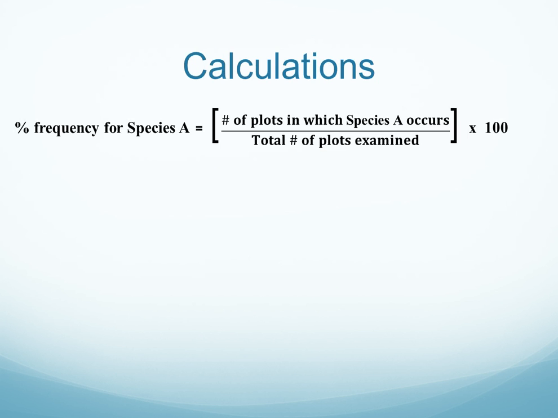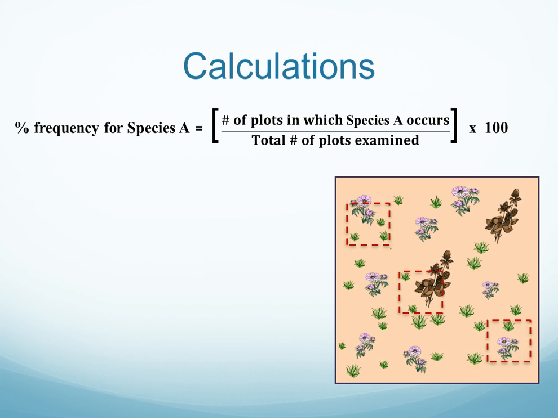The calculations for frequency are fairly straightforward because it's the proportion of the number of plots in which a species occurs divided by the total number of plots that are examined. And we multiply this by 100 to calculate it as a percentage. Frequency is always reported as a percentage.